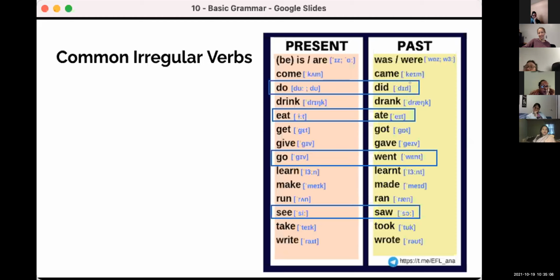Teacher, how do we pronounce the past of see? Saw. Saw.